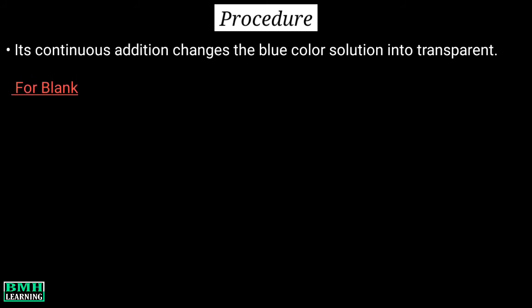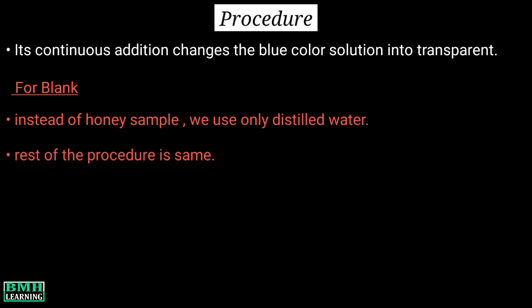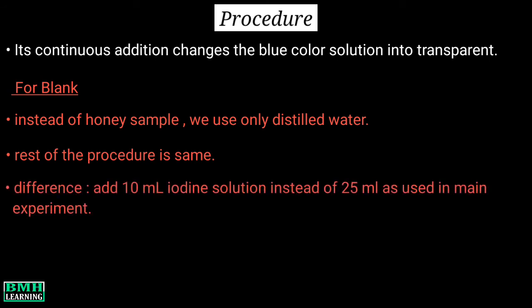We are going to do this for a blank also, in which instead of honey sample, we use only distilled water. And the rest of the procedure is the same. The only difference is we have to add 10 ml iodine solution instead of 20 ml as used in the main experiment.